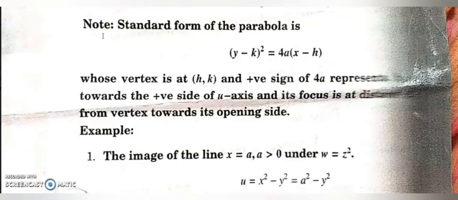We now consider this note. Standard form of the parabola is (y minus k) the whole square is equal to 4a into (x minus h). So this is standard form of parabola whose vertex is at (h, k). So the term together with x we take h, and the term together with y, that is k. This (h, k) is called the vertex of the parabola, and positive sign of 4a, so plus 4a, there is no minus sign, represents that the curve is open towards the positive side of u-axis.